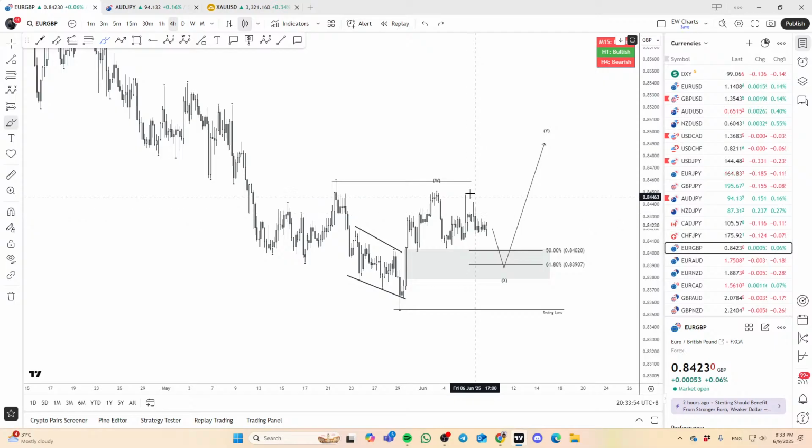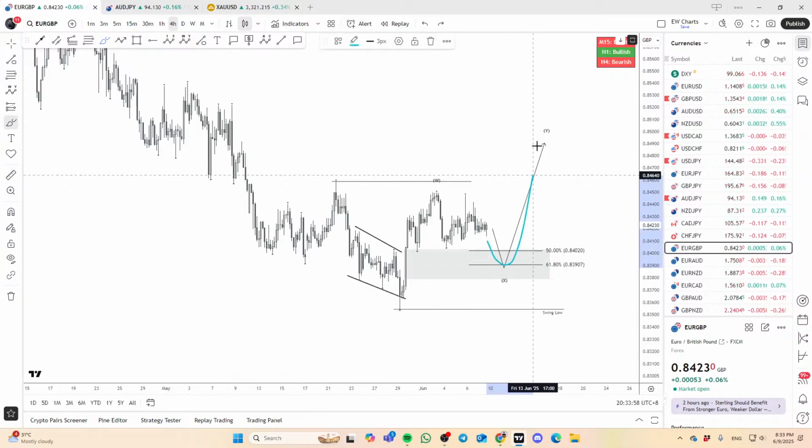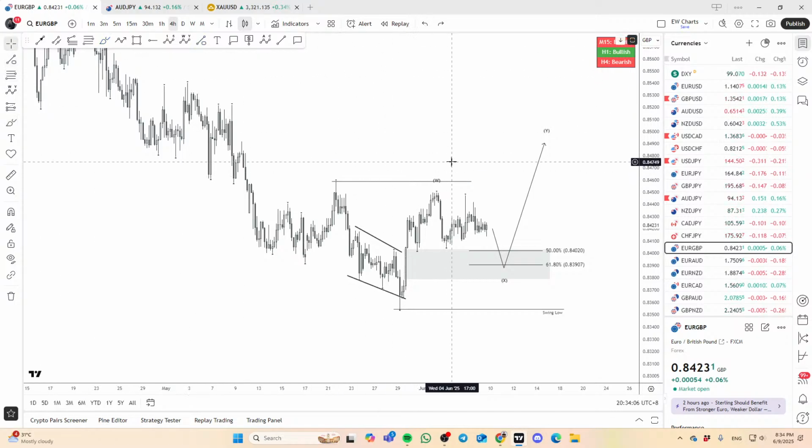But at the end of the day, for me right now, if this is the structure we're seeing, we still look for upside first. Yeah, so that's my take on Euro Pound.